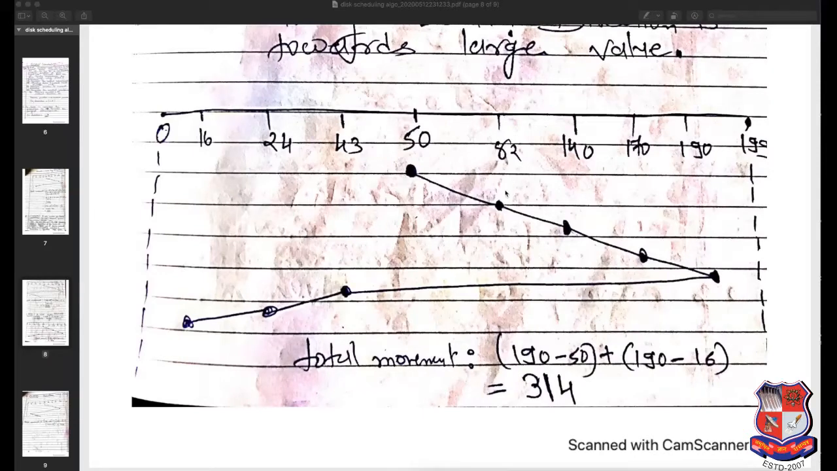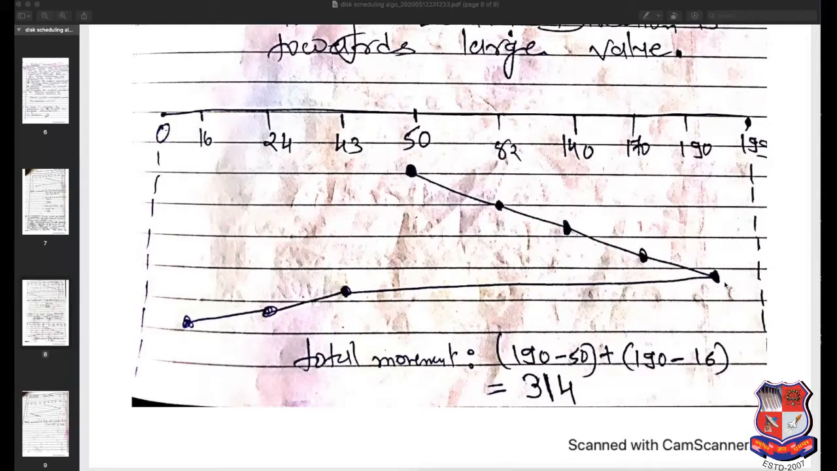After that, I move to the second step. The second position is 82, because the track request is 82. I move from left to right, so 82 is on the right side of 50. So 50 to 82, then 82 to 140, 140 to 170, and 170 to 190.